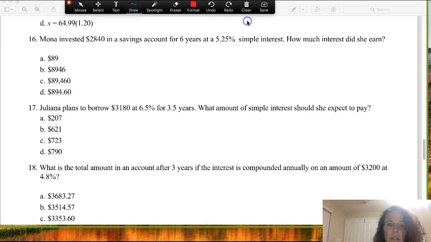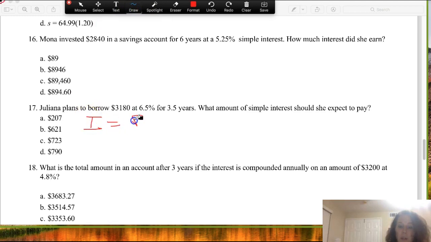All right, 17. Juliana plans to borrow $3,180. She's borrowing this money at 6.5% interest for 3.5 years. So she has to pay this back. What amount of simple interest should she expect to pay? So this isn't compounded, just simple interest. She's just borrowing this money for this amount of time. How much should she have to pay back in interest?